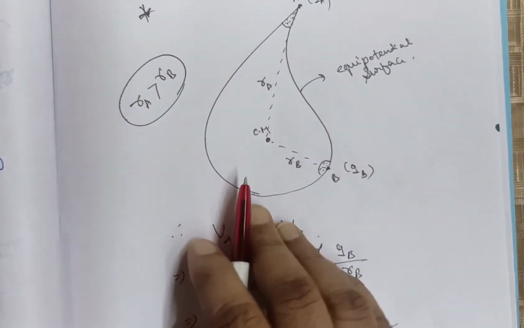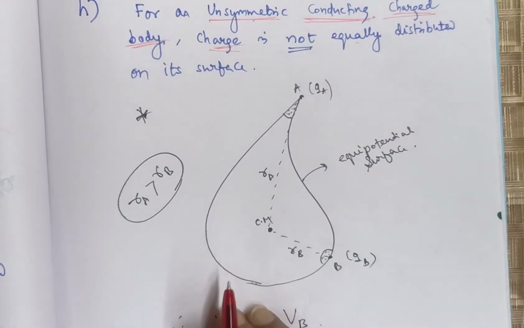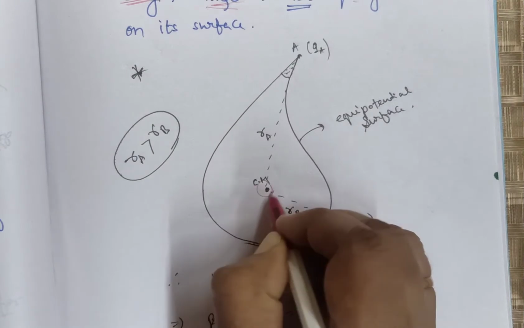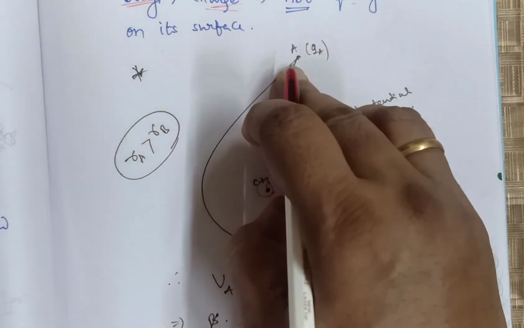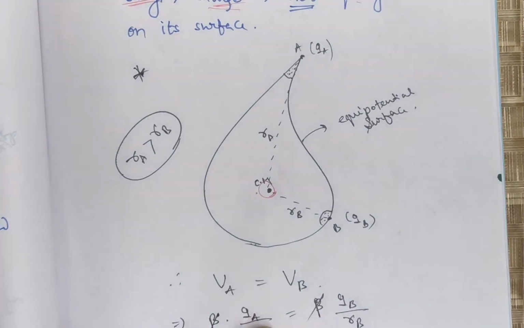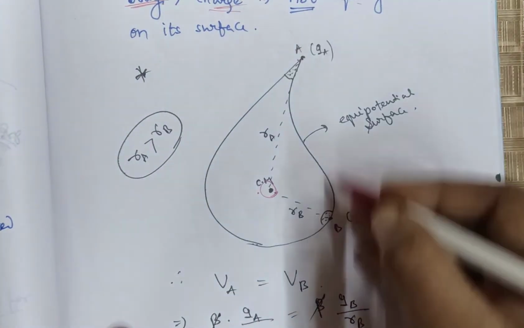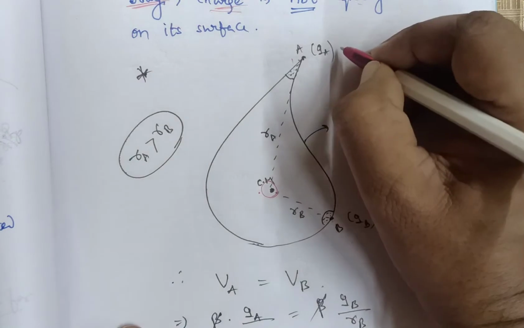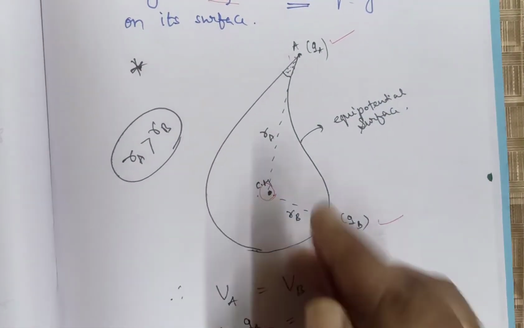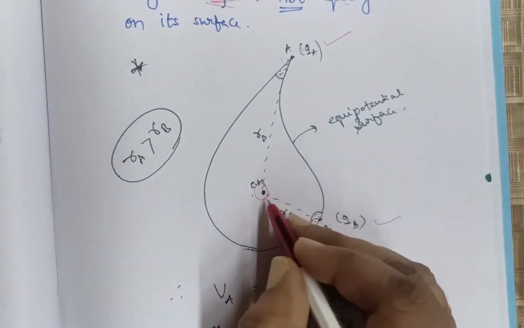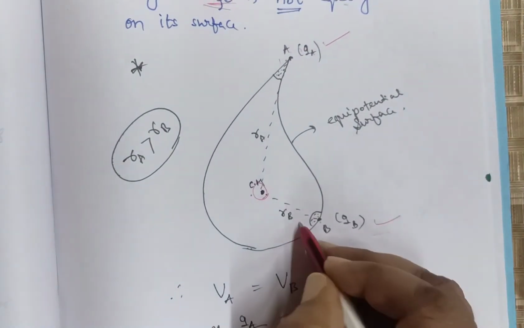Let this figure be an unsymmetric charged body. We can guess the center of mass is on this lower side, the base side, because it is heavy and the top is light. This is the center of mass. We are choosing two points here, A and B, and the charge deposited is, let's say, QA here and QB here. Now calculate the position vectors of A and B from the center of mass. These are RA and RB.